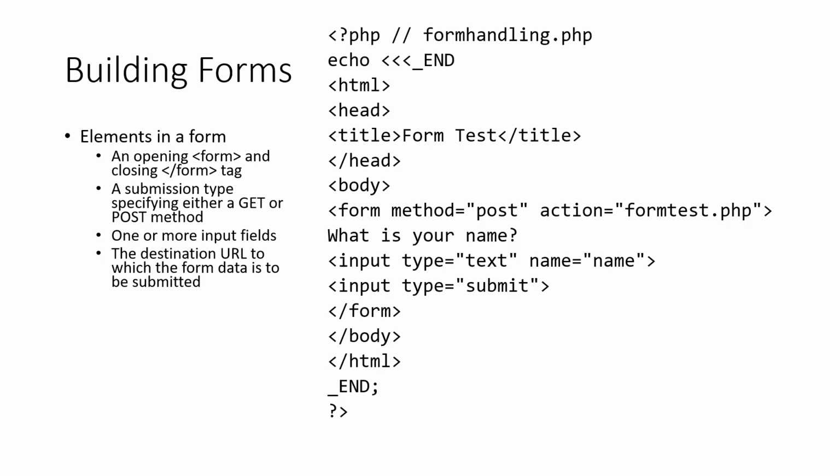In this particular example, we named our file form handling. This outcome, the post, will direct it to form test, which will further manipulate the input and output. Then you have two buttons to select the type, a text box where you can type your name, and finally a submit button. Once you submit, it will be handled by the form test PHP file.